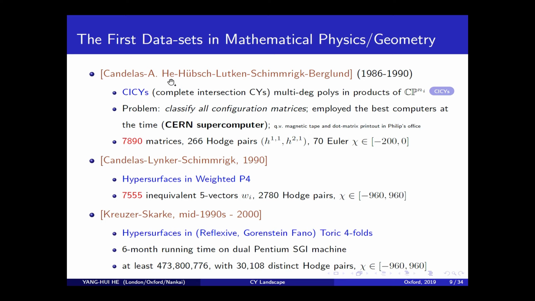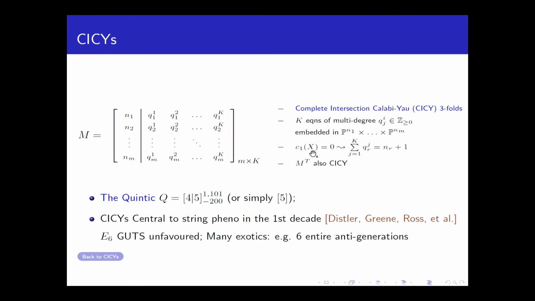So the first ones were by Philippe and friends. But this is not me. I mean, I was still in primary school then. This is Amin He, and they were working in the early 80s on constructing various data sets. Just to give an example, without getting into the details, the first data set, constructed in 1986, was called the CICYs. It's a beautiful name, and these are just configurations of matrices of multi-degrees in products of projective spaces.